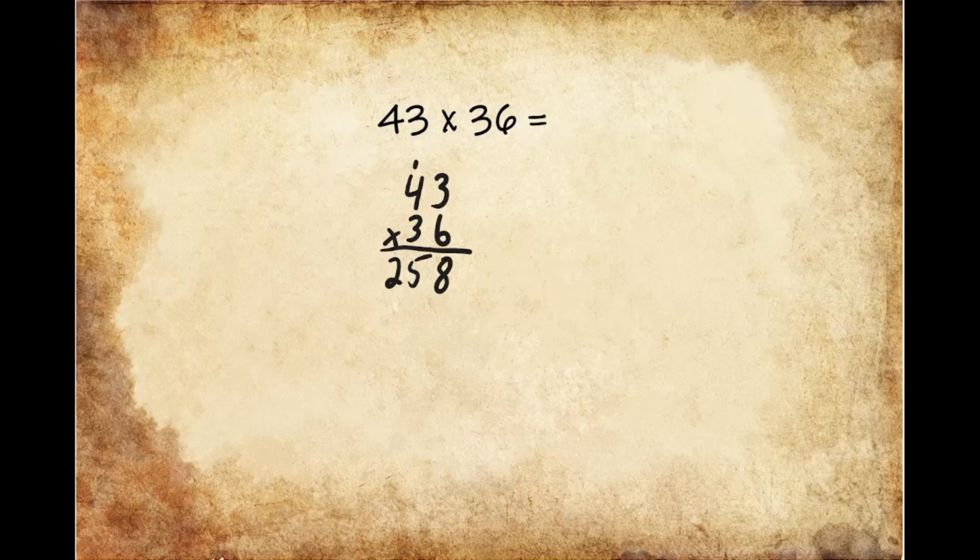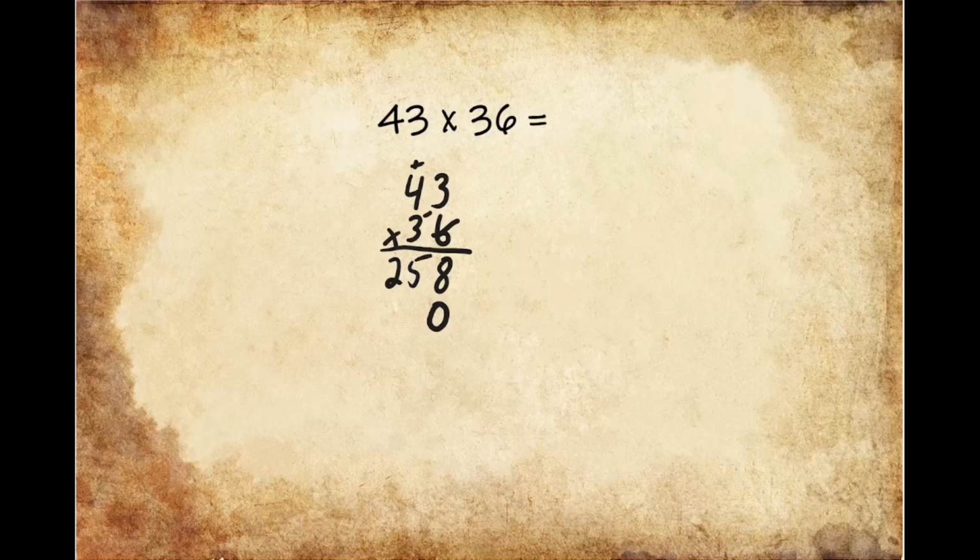So now that we've multiplied 6 times 43, we're going to put an X through the 6 and through the 1 so we don't get confused at all. So the first thing I'm going to do here is write a 0 to represent that we're now multiplying by tens, because we're multiplying by 30, because the 3 is in the tens place. So we're going to multiply 30 times 43.